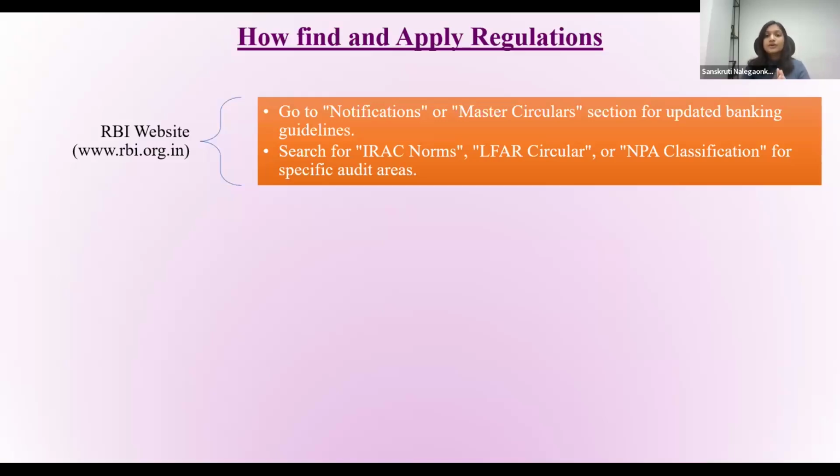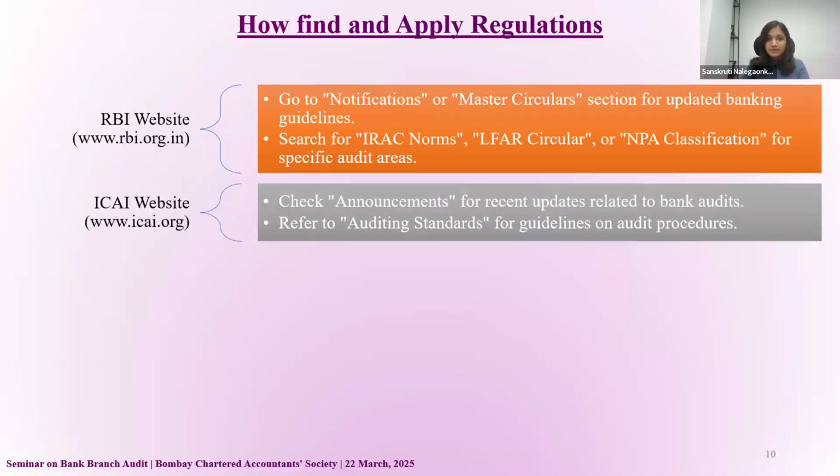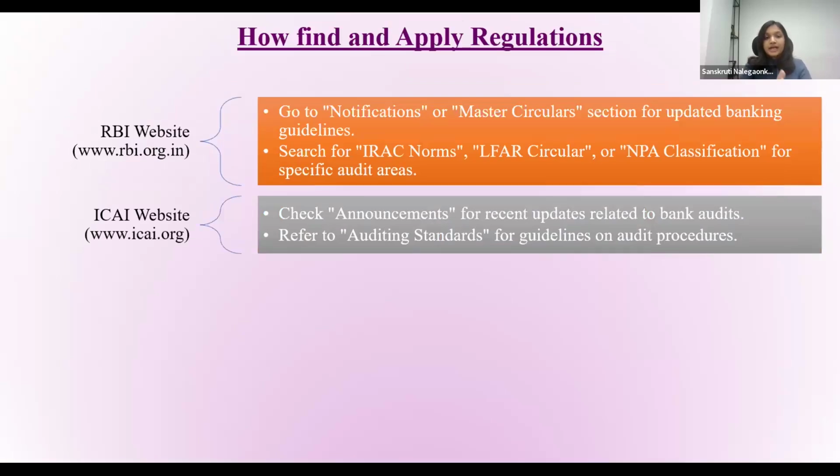For example, if you need to check how a bank should classify NPAs, searching for RBI IRAC norms will provide the most current classification rules. Next, ICAI website. It provides auditing standards and updates relevant to the bank audits. We need to check for announcements of recent regulatory changes and refer to auditing standards to ensure your audit process follows prescribed methodology.